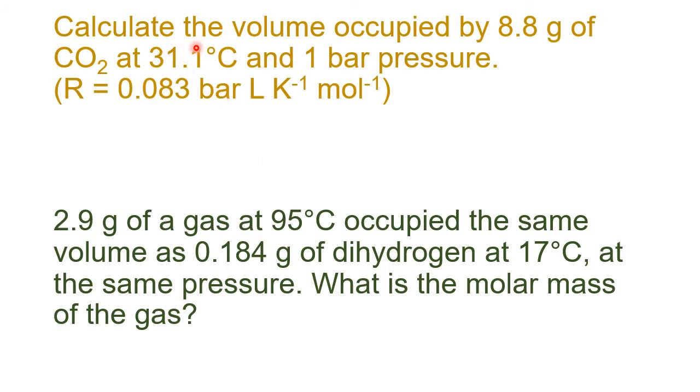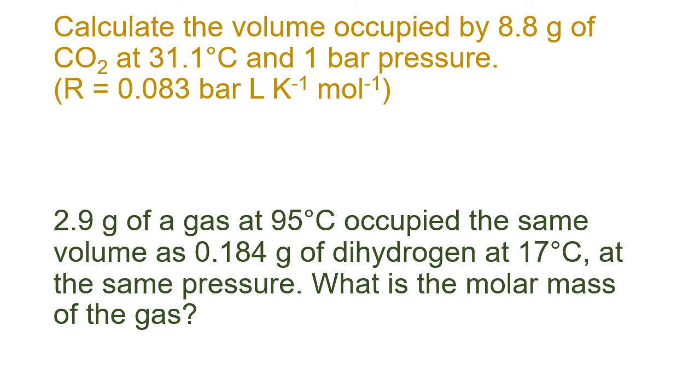Calculate the volume occupied by 8.8 gram of carbon dioxide at 31.1 degrees and 1 bar. I think this is already done. Next, 2.9 gram of gas at 95 cubic centimeters at the same volume. These two are also repeated, so kindly don't do them.